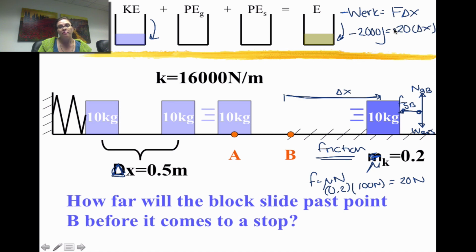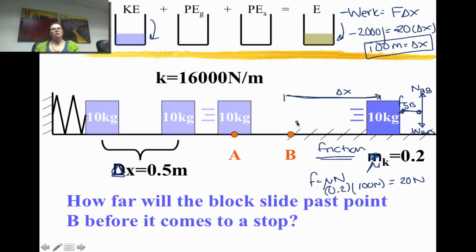And you could say the 20 is backwards. That's where the negatives come. So 2,000 divided by 20 is 100 meters is equal to change in x. So that is how far the block slides.